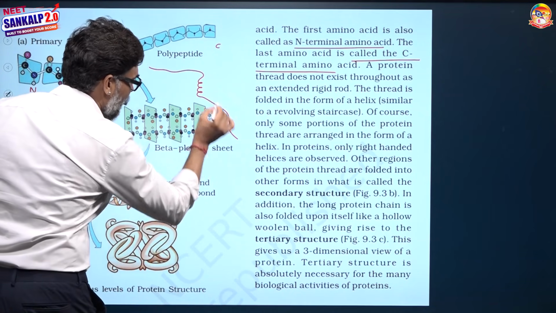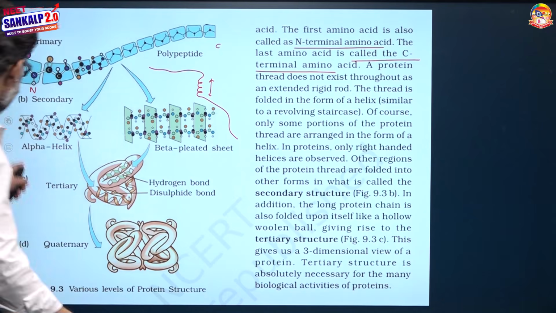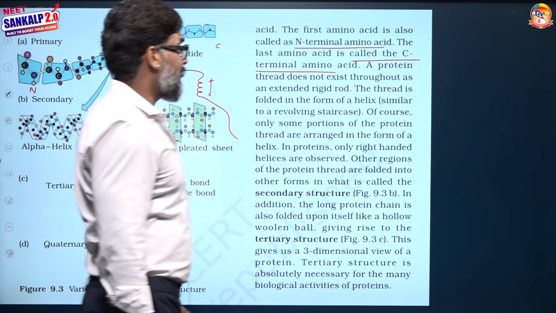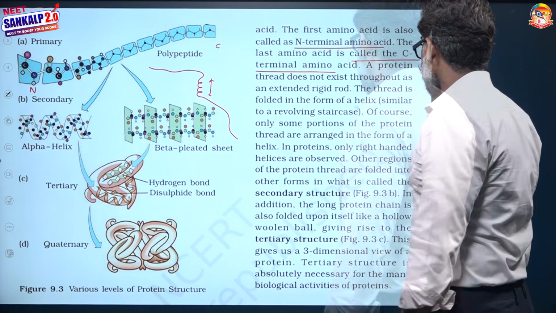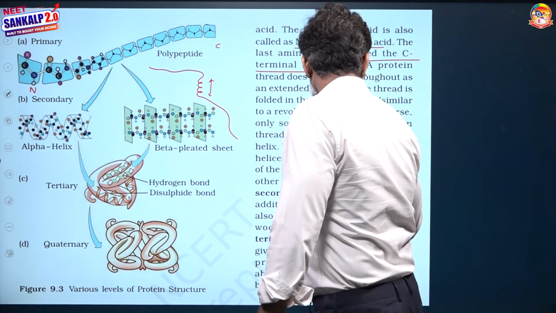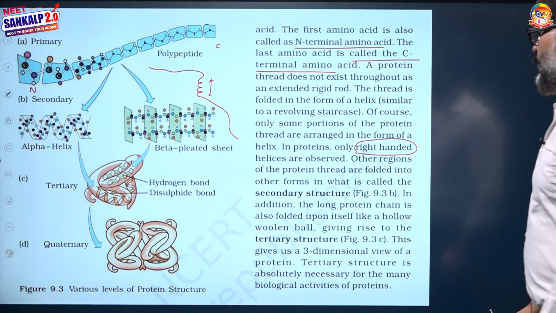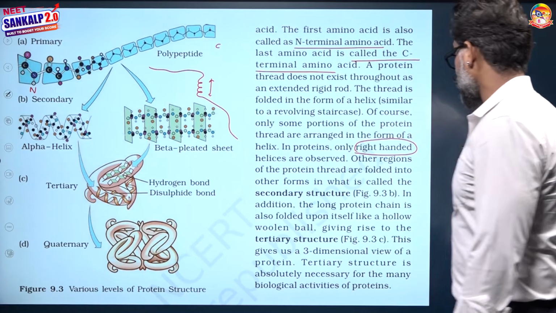Primary. What is it? Primary. But in this region what does it attain? Alpha helix. This is the structure of an alpha helix. So alpha helix is a kind of secondary structure. Alpha helices in proteins are always right-handed. Alpha helices are always right-handed structures.